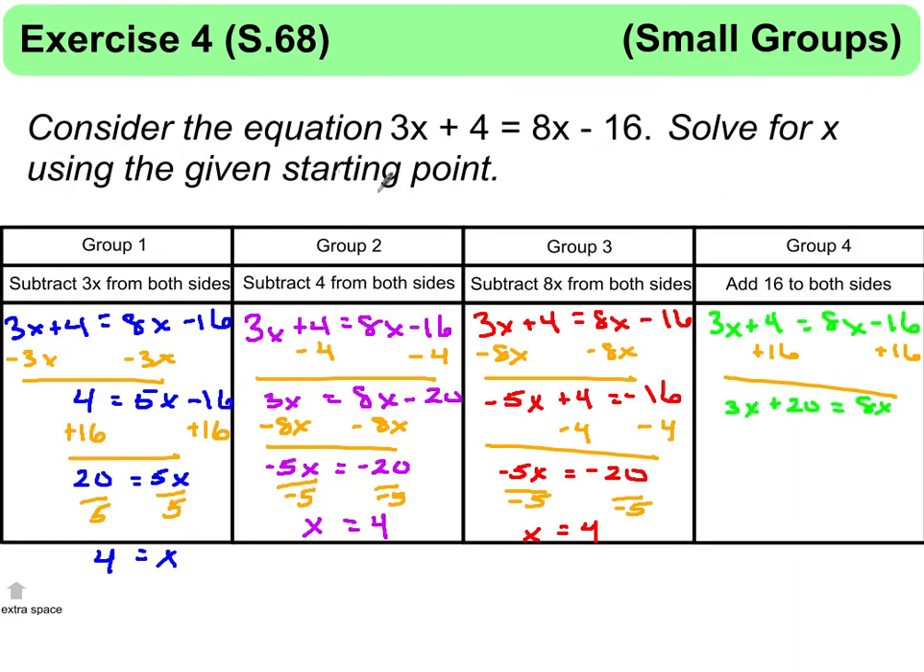So the next step we would need to do is to subtract 3x on both sides. That's going to yield us a 20 equals 5x. And so if I divide by 5 on both sides, then I can conclude for group 4 that x will also equal 4. And so this is a good exercise.